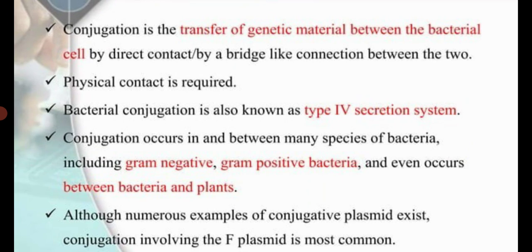Bacterial conjugation is also known as a type 4 secretion system. Conjugation occurs between a number of bacteria, including gram-positive bacteria and gram-negative bacteria, and even occurs between bacteria and plants.